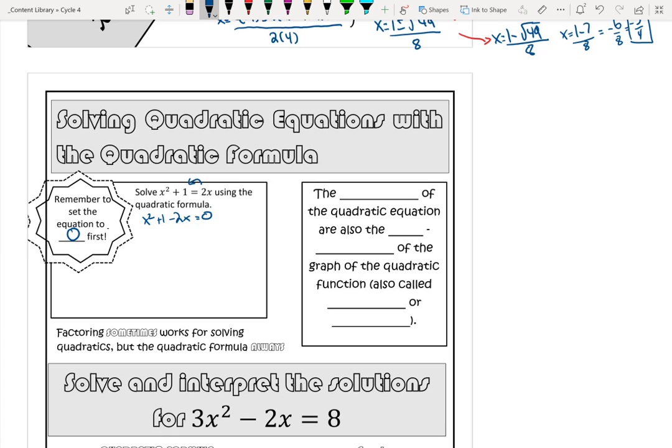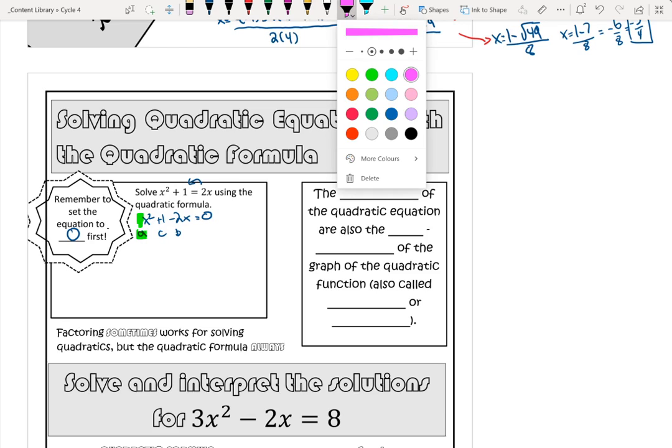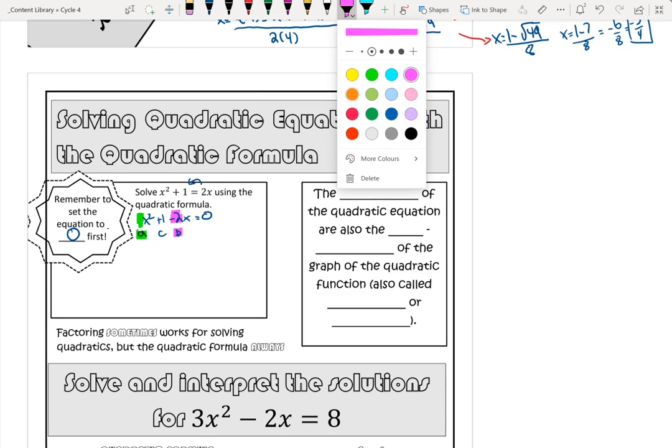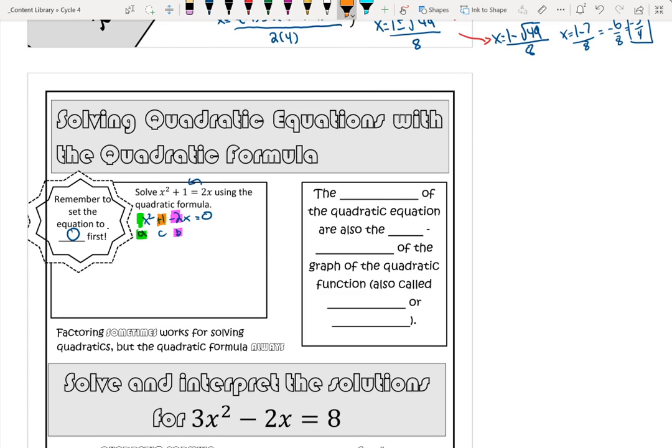Again, I need to find my a, b, and c values. Again, remember a is in front of the x squared. This is a little different because they're out of order, but b is in front of the x, and c is the constant on its own. So don't just assume that because it's the second number that's the b value. It's whatever's in front of the x, and c is the constant on its own. Once I have my a, b, and c, I can plug it into my formula.